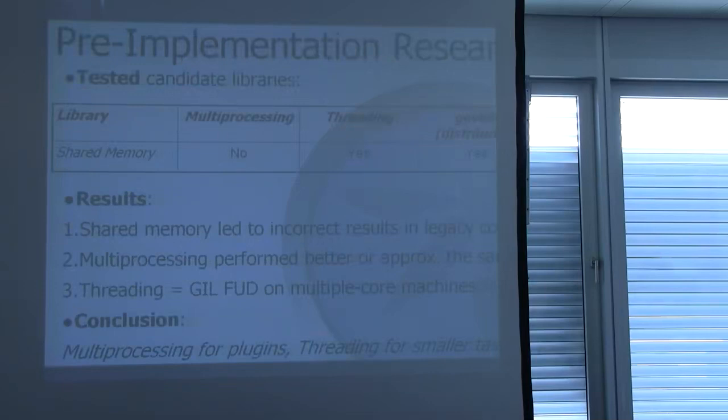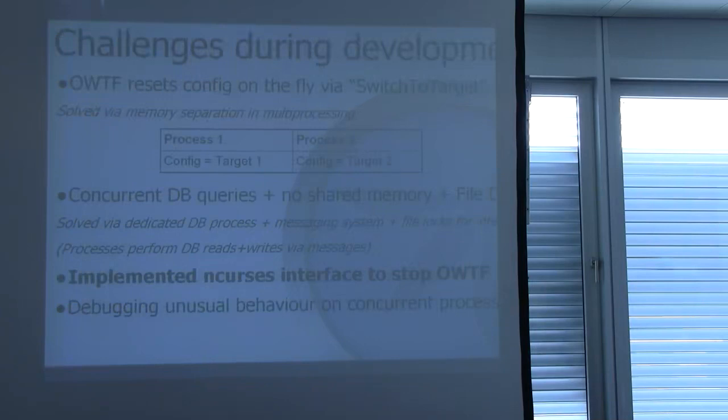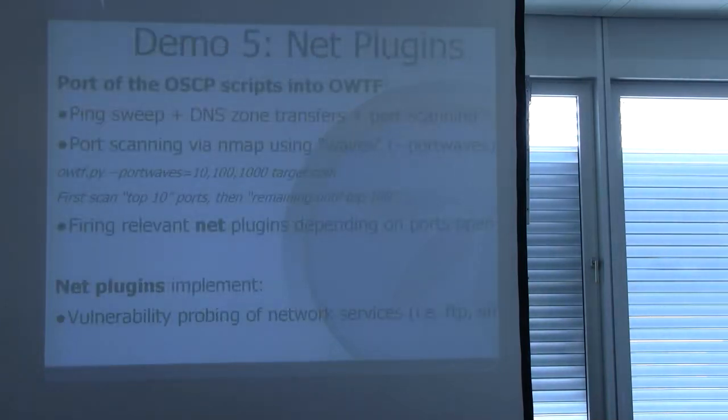We chose multiprocessing for running plugins and threading for other smaller tasks. And then the thing with the network plugins and porting these scripts is that they work with waves. So if you use OWTF with an IP address, by default the waves are going to first scan the top 10 ports and try to find vulnerabilities on those, then the next 90 until the top 100 most likely open ports, then the next 900 until the top 1000 most likely open ports. So we only scan each port once, but you are going to have results much more quickly, right?